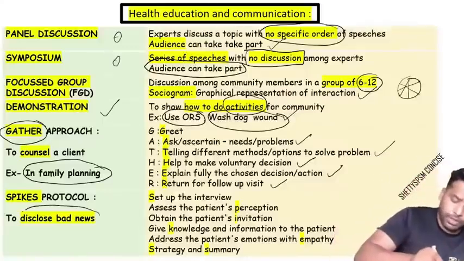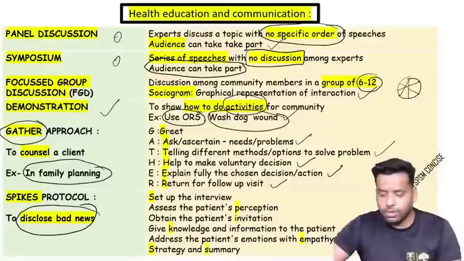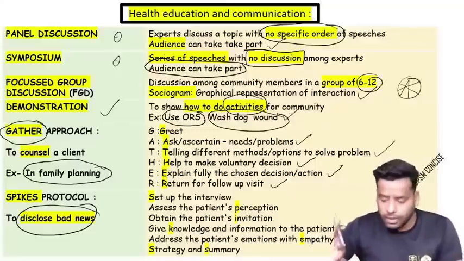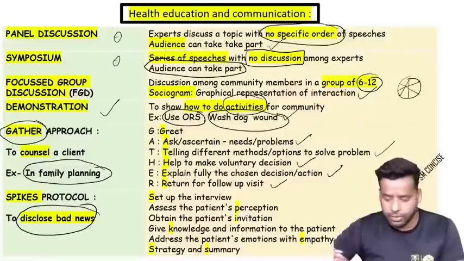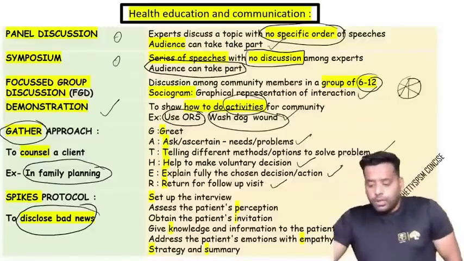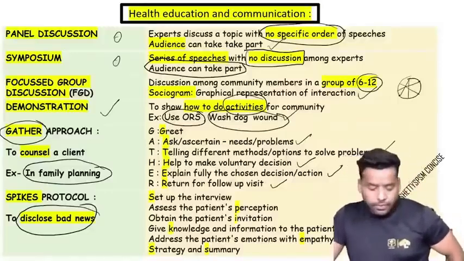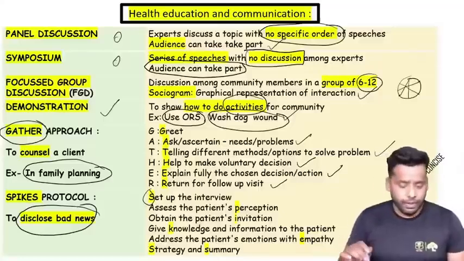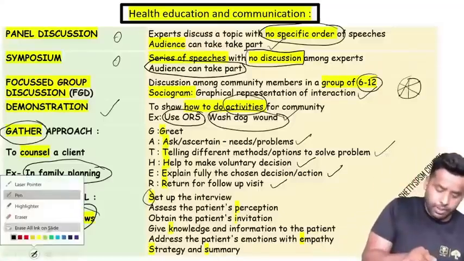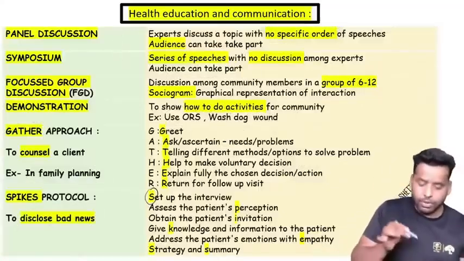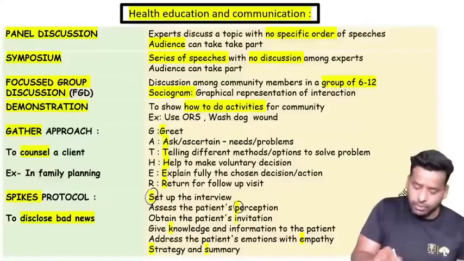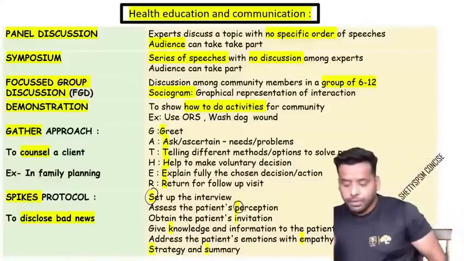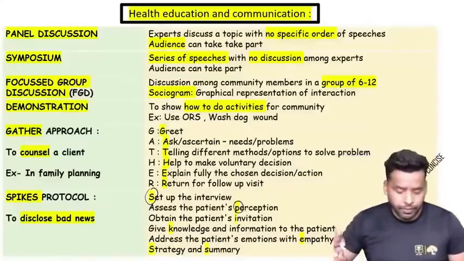SPIKES protocol is different in the communication part. Disclosing a bad news. You should know when and where to disclose that news. Directly, if you are telling that you will be having cancer, you are dying, that is not the way. There is something called SPIKES protocol. Setup you should know. Patient, what he is thinking. P for perception.